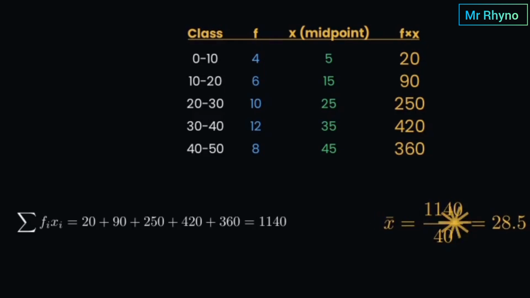To get the mean, x bar, it is the summation of fx over the summation of f. Our summation of fx is 1140 and the summation of f is 40. 1140 divided by 40 gives us 28.5. Notice that this method is very simple and reliable, but a little slow with bigger numbers.